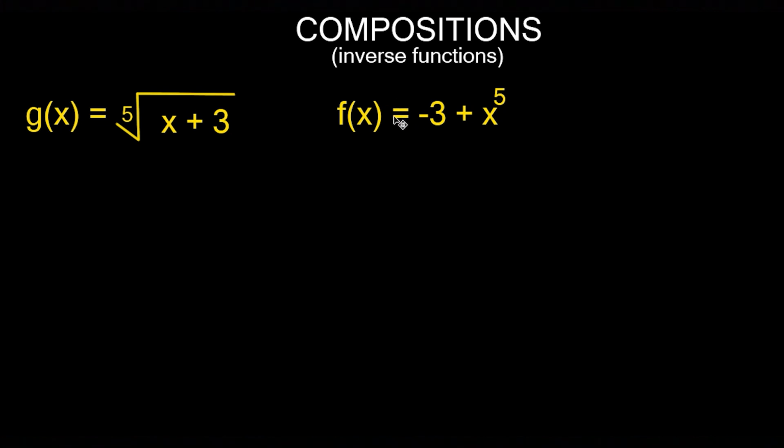So you can see that I have two functions here. I have g of x and I have f of x. And the goal is to prove that these are going to be inverse of each other. Now, they may not be inverse, but how do we know that? How can we prove that out?